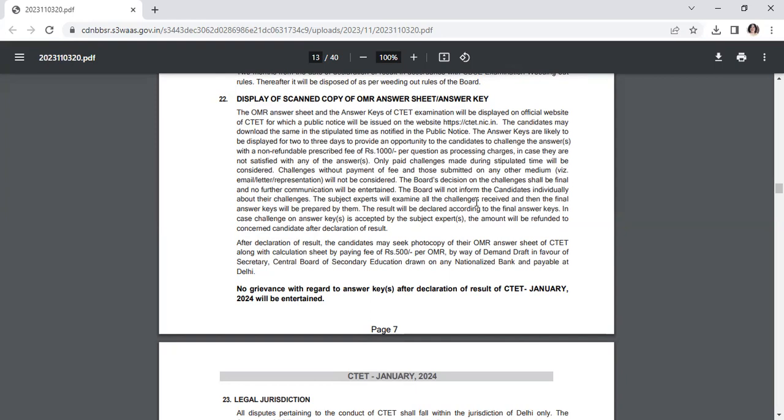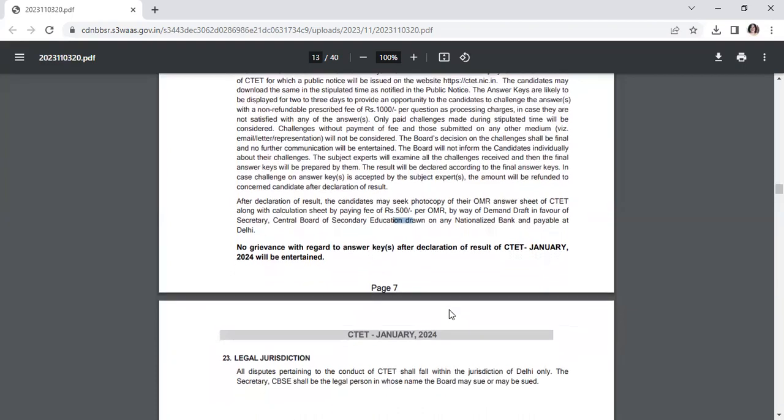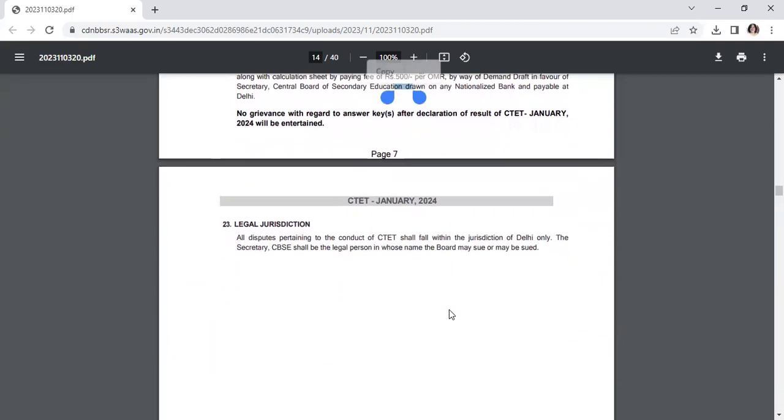After declaration of the result, the candidates may seek a photocopy of their OMR answer sheet of CTET along with the calculation sheet by paying rupees 500 per OMR by way of demand draft in favor of Secretary, Central Board of Secondary Education, drawn on a nationalized bank payable at Delhi. No grievances with regard to answer keys after declaration of the results of CTET January 2024 will be entertained.